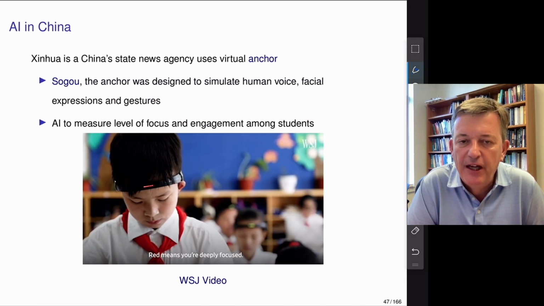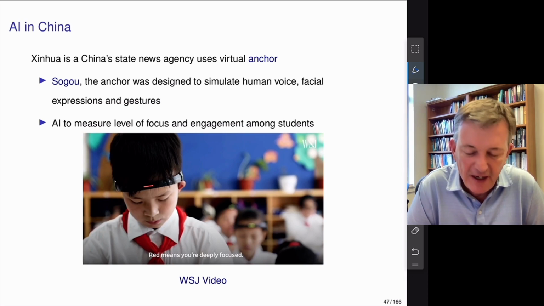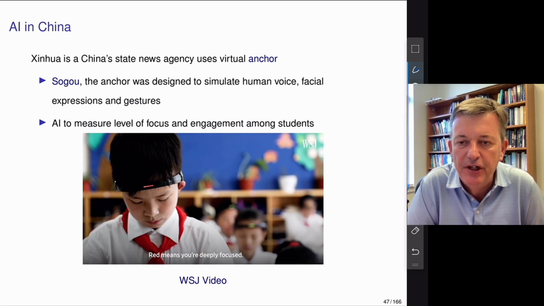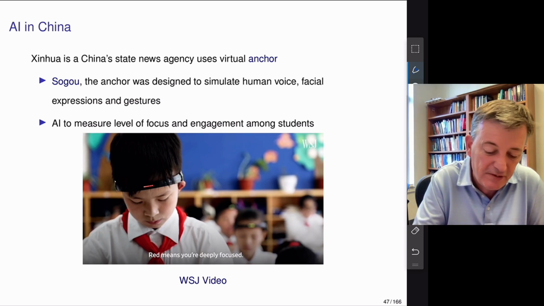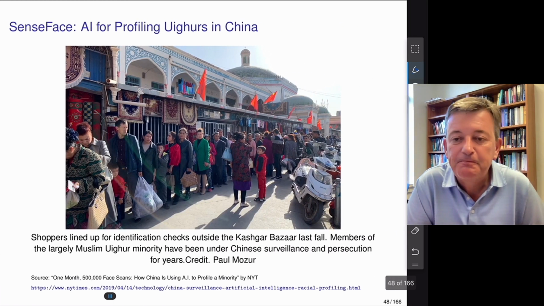Okay, so as I said, all of these examples you can go and study a lot more. There was a very interesting Wall Street Journal article about how China uses AI to teach its kids, and each kid is subjected to wearing a band that flashes red or green depending on whether they're concentrating on their mathematics homework or not. So have a look there.